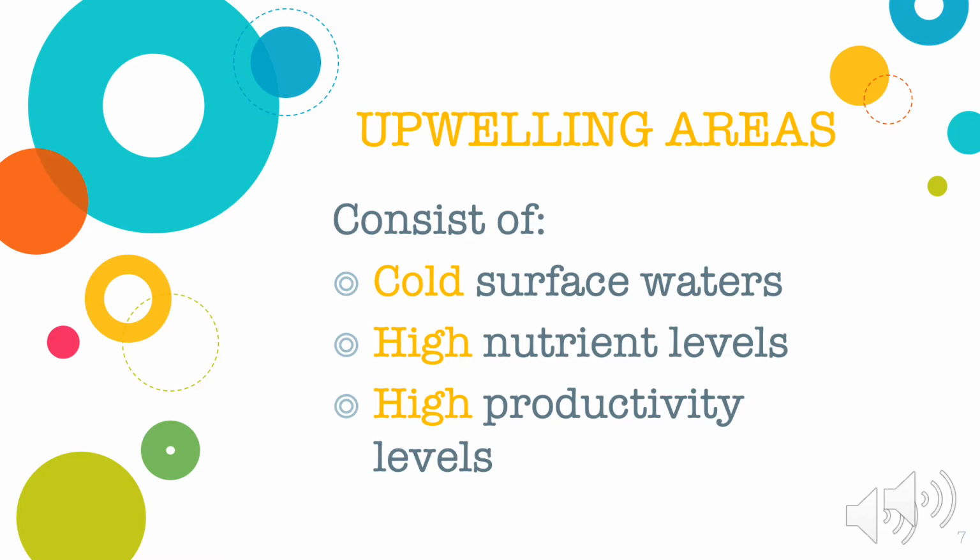Nutrients accumulate in deep water because no light reaches for photosynthesis to occur, and they rise with the deep waters. The third characteristic is high productivity levels. Due to the accumulation of nutrients, photosynthesis can now take place now that the nutrients have been brought to the surface.